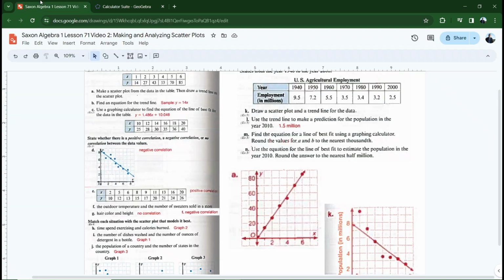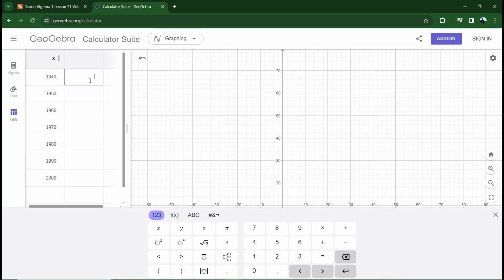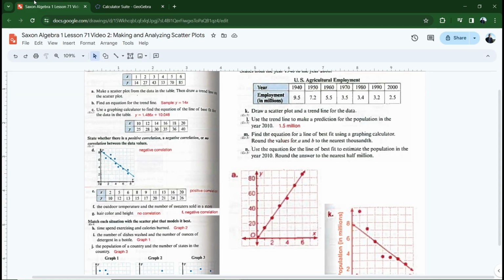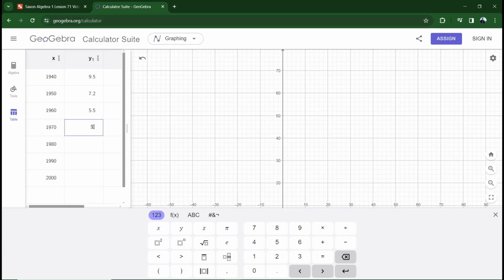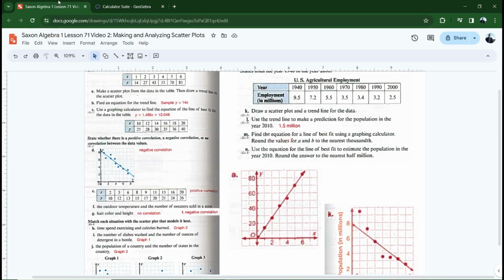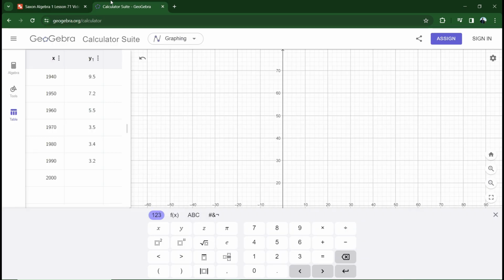Is that right, or do we go to 2010? 2000. Then the populations: 9.5, 7.2, 5.5, and then we're going to keep going. 3.5, 3.4, 3.2, and then lastly we got 2.5.